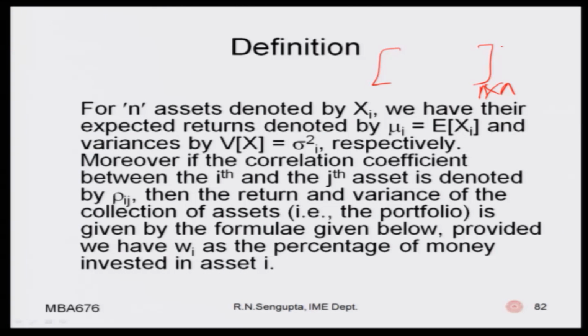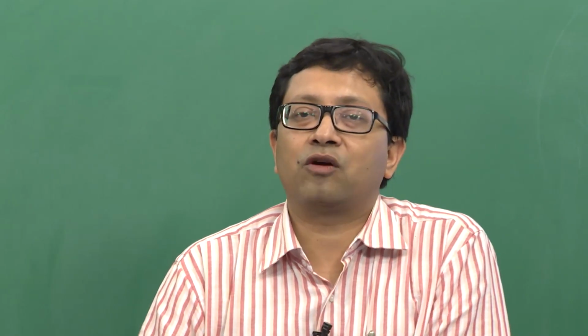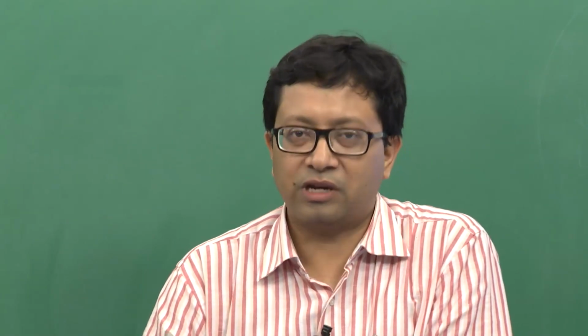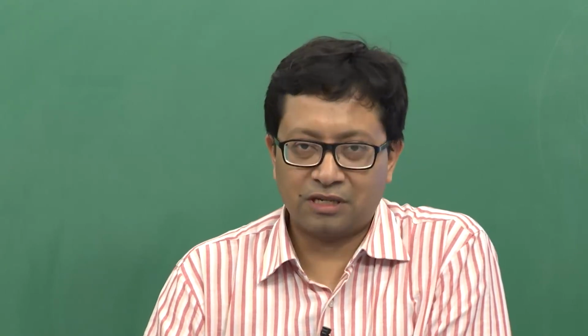What is important for us to understand is that if you write the variance and covariance matrix of all these n assets, we will be able to get the covariance of the portfolio, based on which we are able to find out the variance of the portfolio later on. So we will continue that discussion in the later sections.